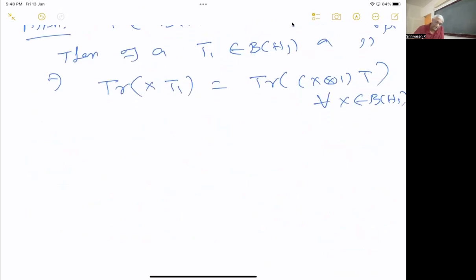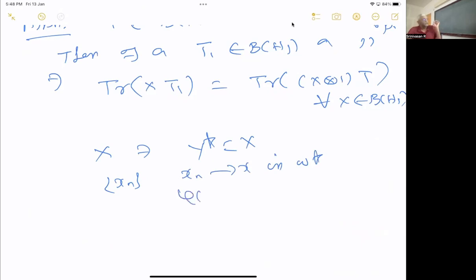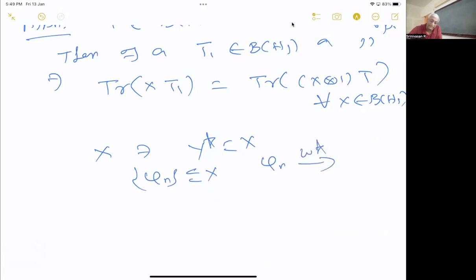Weak star continuity is the following. If you have a Banach space X such that Y star equals X, that is, X is the dual of Y, then we say that Xn converges to X in the weak star topology if Xn acts on Y as a linear operator and phi n of Y converges to phi of Y for all Y. So X is a linear functional on Y star, and this is the definition of weak star.